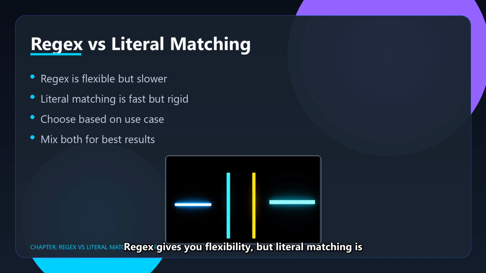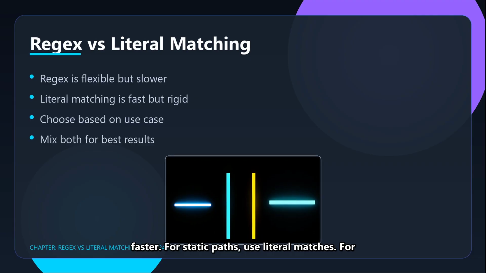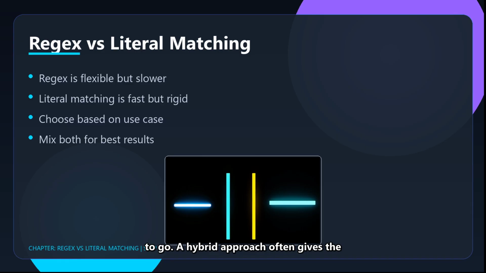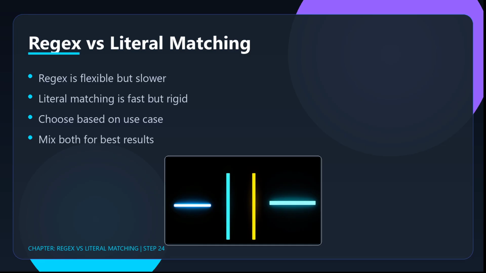Regex gives you flexibility, but literal matching is faster. For static paths, use literal matches. For dynamic or pattern-based routing, Regex is the way to go. A hybrid approach often gives the best balance of performance and flexibility.